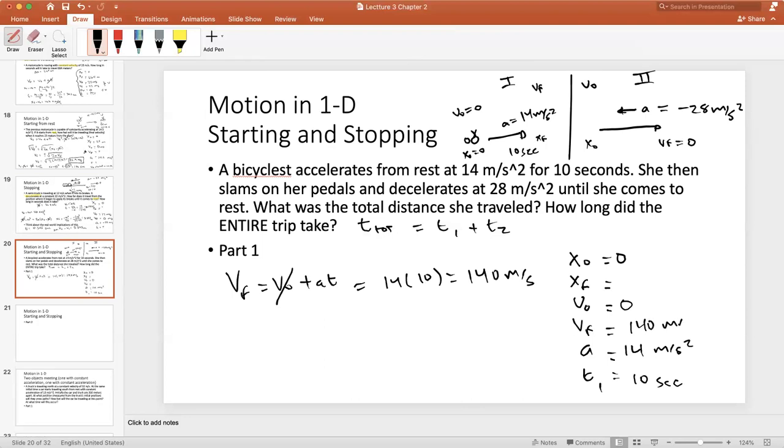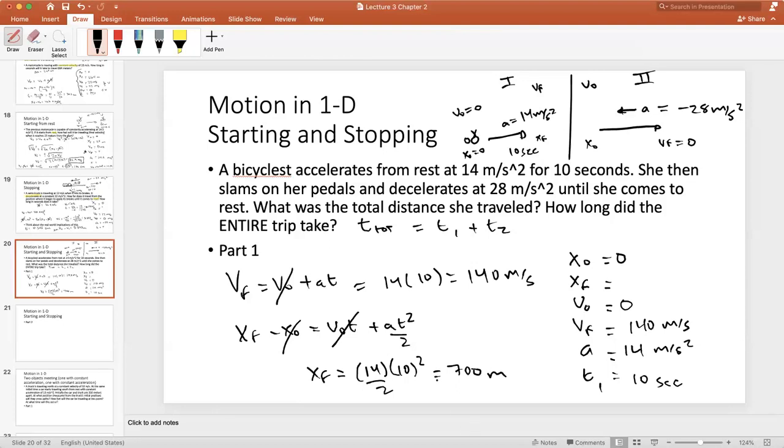That part's super simple. How far did she travel? Well, x final minus x initial is equal to v naught t plus AT squared over 2. This is 0. This is 0. So my x final is 14 divided by 2 times 10 squared. This is 700. She traveled 700 meters. It's 10 times 10 is 100 times 14 divided by 2 is 700. So I know that. So I know what these values are for part 1.